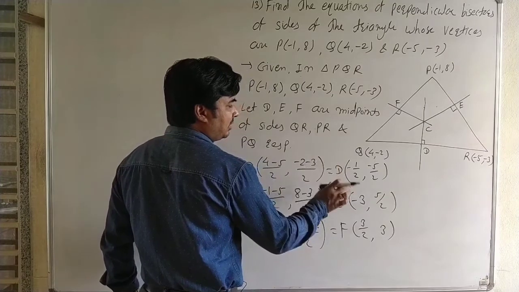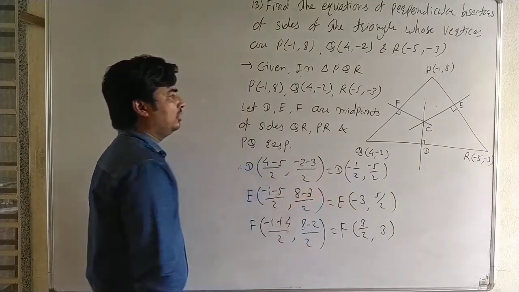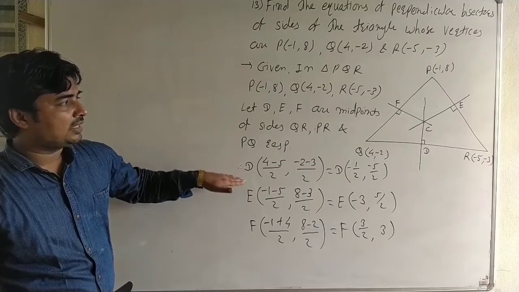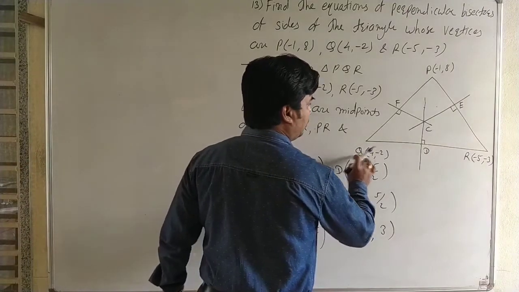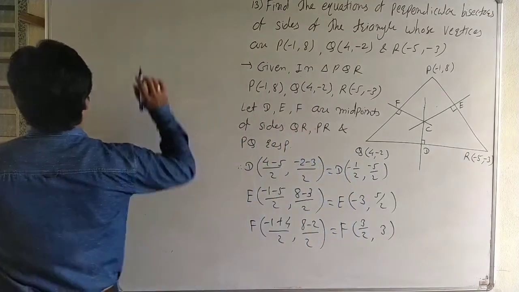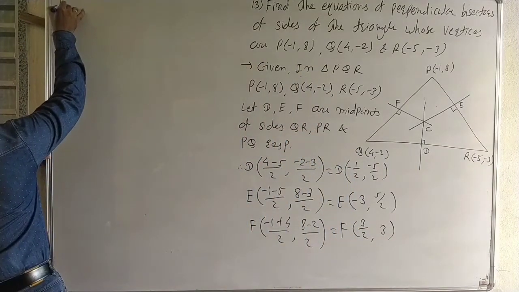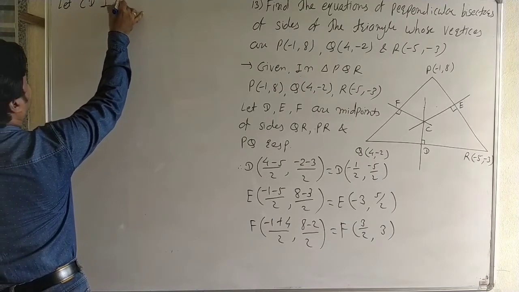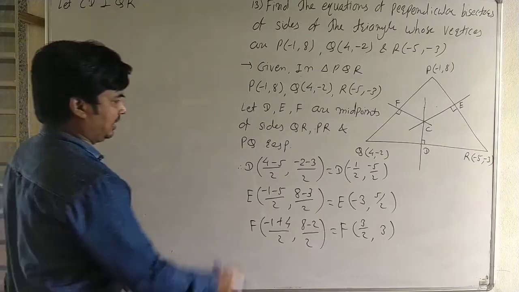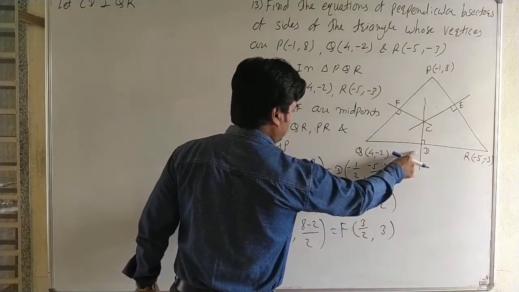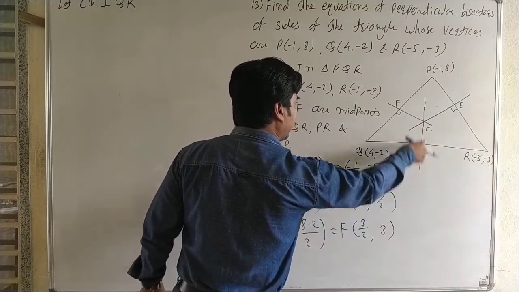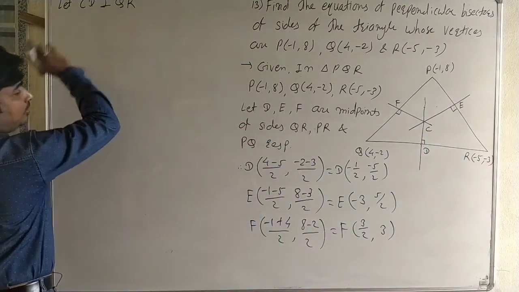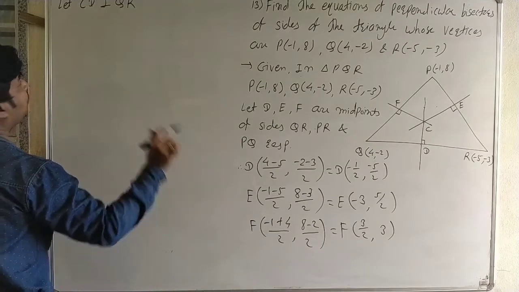Now, the perpendicular bisector passing through point D, but we know the slope of the perpendicular bisector passing through point D. Okay, now let CD be perpendicular to QR. Here D is the midpoint of QR and we take CD as a perpendicular bisector. CD is a perpendicular bisector of QR.